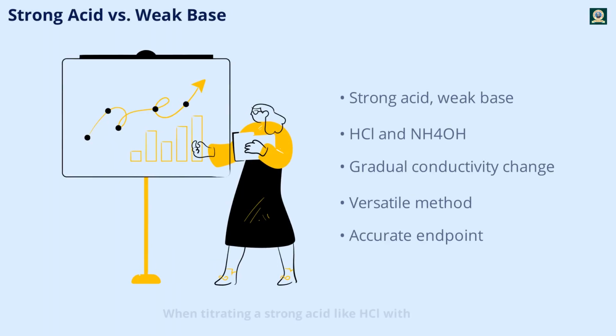In titrating a strong acid like HCl with a weak base such as ammonium hydroxide, NH4OH, the conductivity changes differently. The replacement of hydrogen ions with less mobile ammonium ions results in a less pronounced change in conductivity. However, the equivalence point can still be determined accurately using the conductometric method, showcasing its versatility.